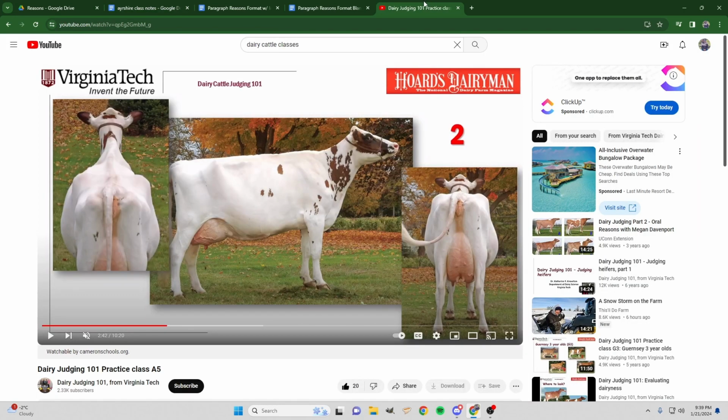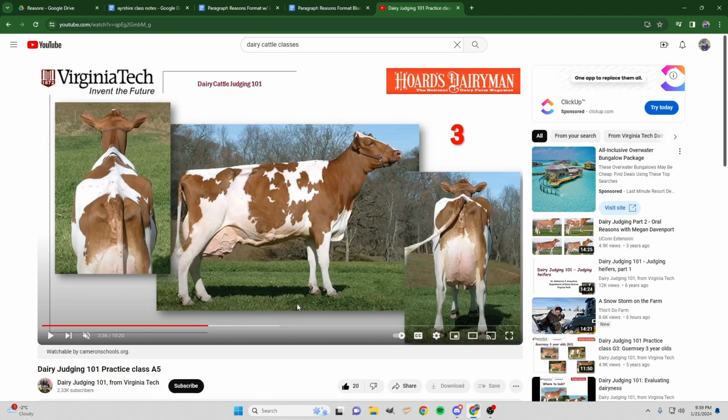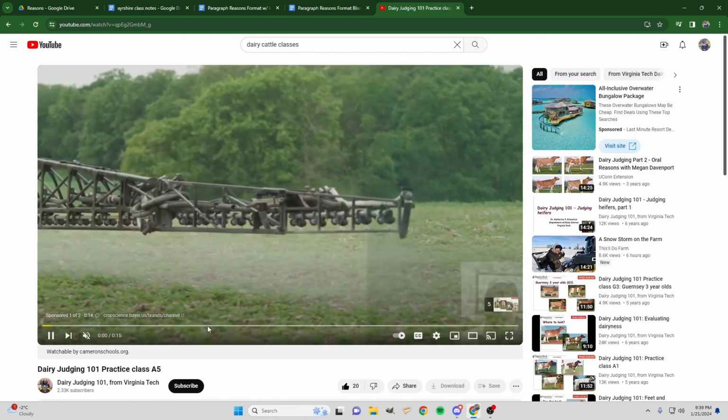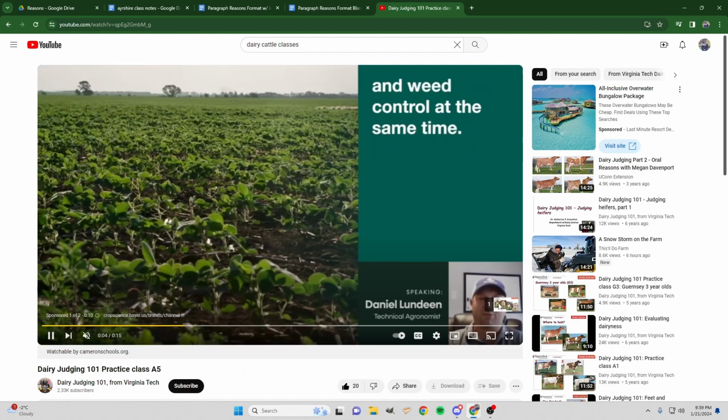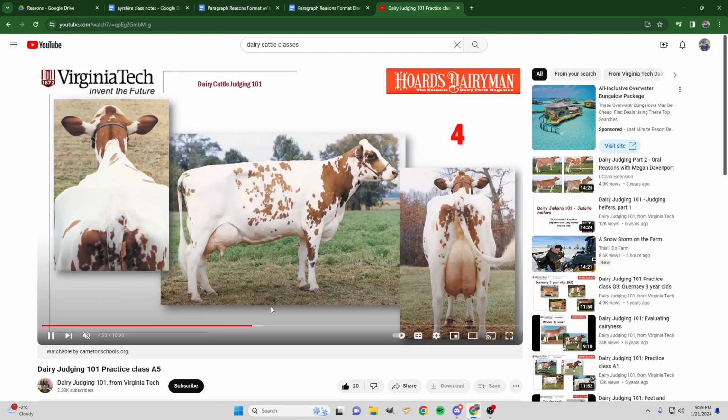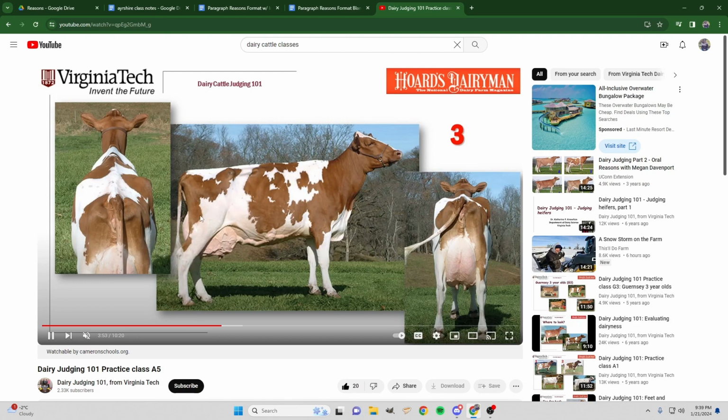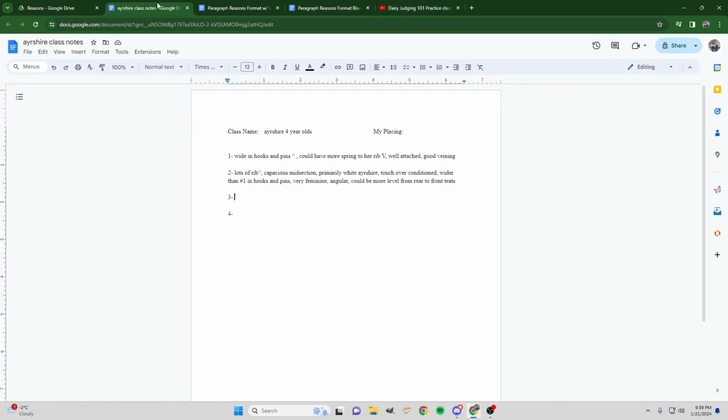Let's go ahead and go on to number 3. Okay. So I'm seeing this one right now. Probably the largest uddered cow in the class as soon as we get to skip past this advertisement. Number 3 is probably the largest uddered cow in the class. So I'm going to put that she has the most capacious udder in the class.